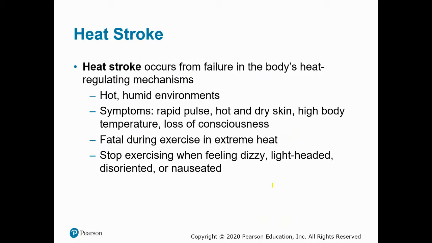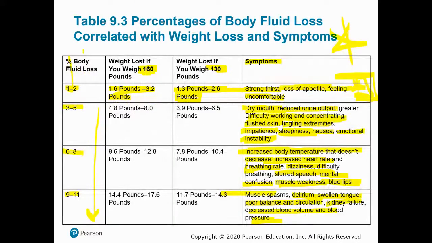Another issue with fluid balance is heat stroke. So heat stroke occurs from the body's inability to regulate heat. Again, we're going to see this especially in hot, humid environments. Symptoms would be an increased pulse rate, the skin being really hot and dry, of course, body temperature being really high, and potentially in severe cases, a loss of consciousness. Heat stroke can definitely be fatal during exercise in extreme heat conditions. So again, really important to note all of these signs and symptoms, especially these earlier signs, right?